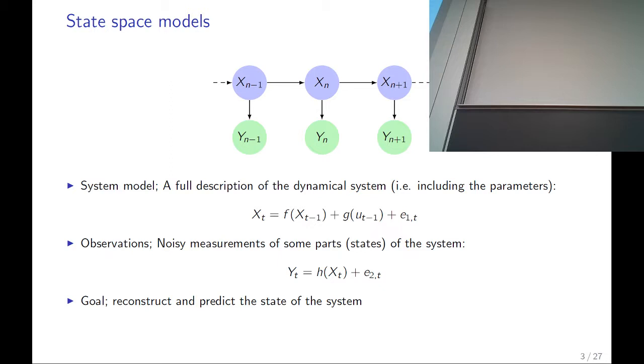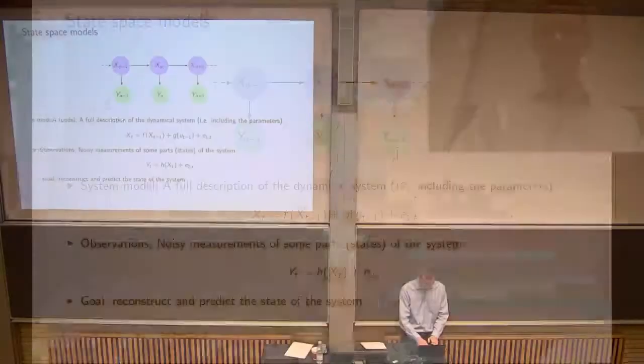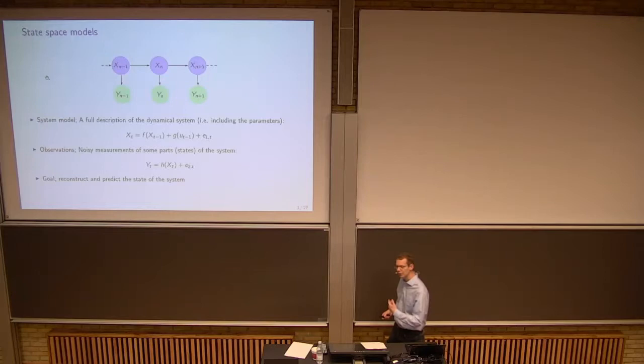So the goal is to say, well, what is the state of the system? And there's one more important part, which is the observation that you make of your system. You don't necessarily have to estimate everything. You don't have to observe every variable. You just have to observe enough.